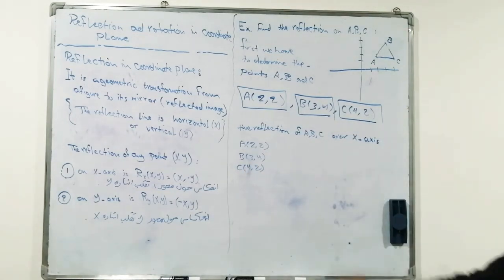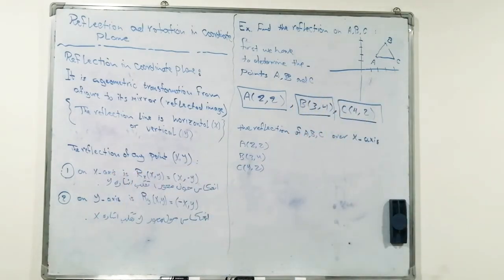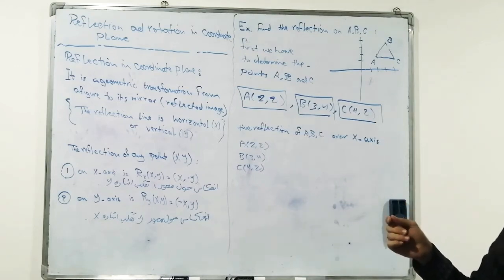We will apply the rule of reflection of a point over the x-axis. When I say that we have to find the reflection over x, that means we have to change the sign of y.